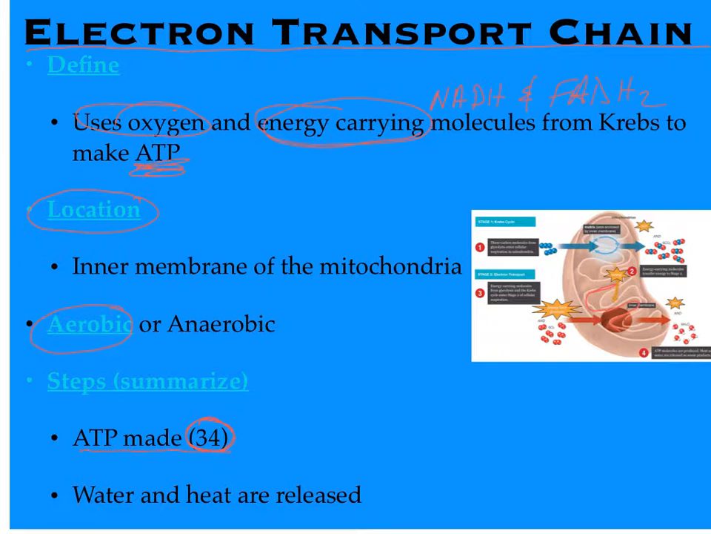Water and heat are also released. So remember, water is also a product of cellular respiration. We're going to put this equation up in a second, but water and CO2 are products. Sugar and oxygen are reactants, and you're going to get a little bit of energy out of this in the form of ATP and heat. Those will also be products.